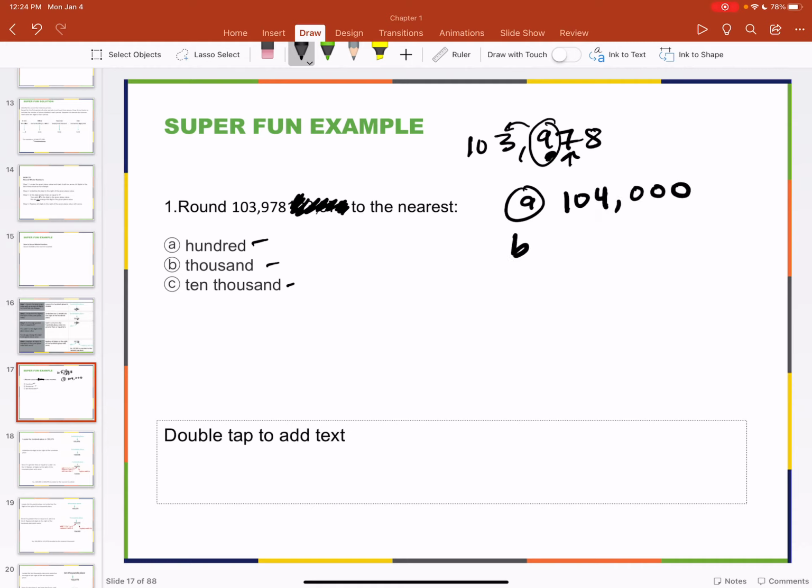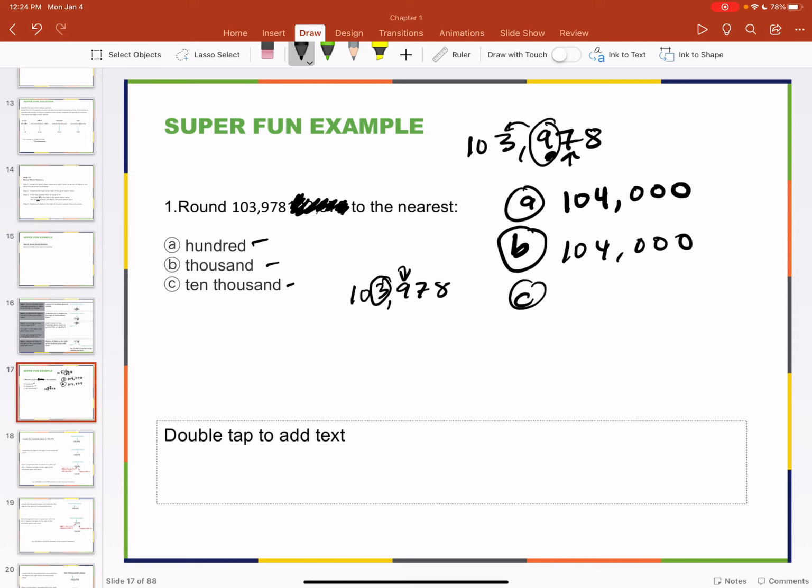Okay, and then the nearest 1,000, okay, so looking at the number again. So if we're rounding to the nearest 1,000, this is the number that we're going to either keep the same or change. So then we look at the one next to it. The one next to it is greater than 5, so we round up. It's actually the same thing.